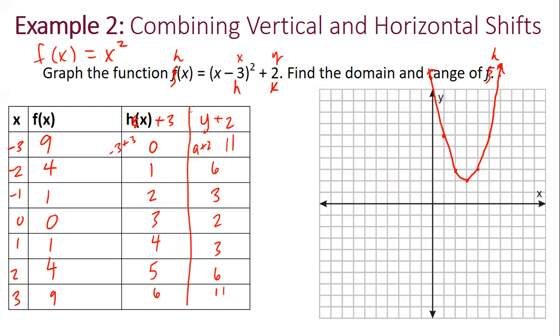All right. What if I had the absolute value function? What if I had the exponential function? Would any of this process change? No, the rules stay the rules, okay? Your H is going to make you go left and right. Your K is going to make you go up and down. The rules are going to stay the same no matter what your function is. Does that make sense? Okay.